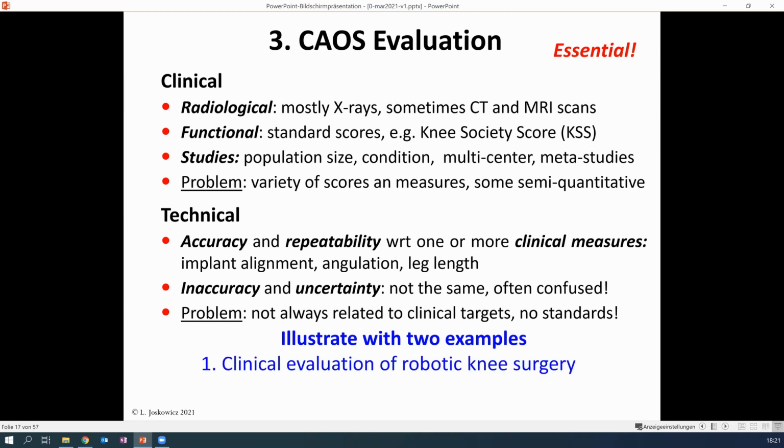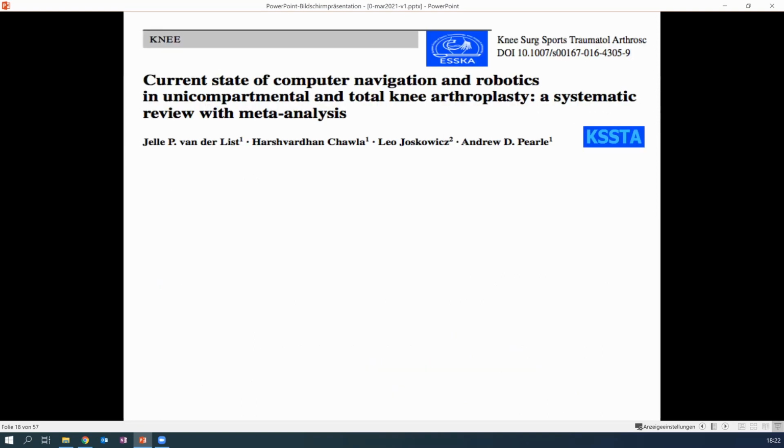So to make things a little bit more concrete, I want to speak about two examples. We already saw a knee surgery, so this is great. This way I won't have to explain some of these concepts. So it's the clinical evaluation of knee surgery. And I want to do also the technical evaluation of bone tumor surgery. It's also considered part of orthopedics.